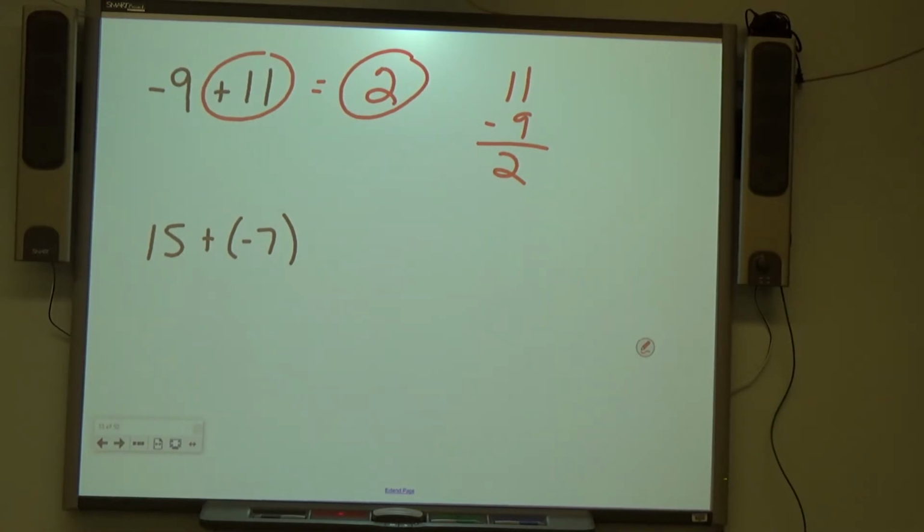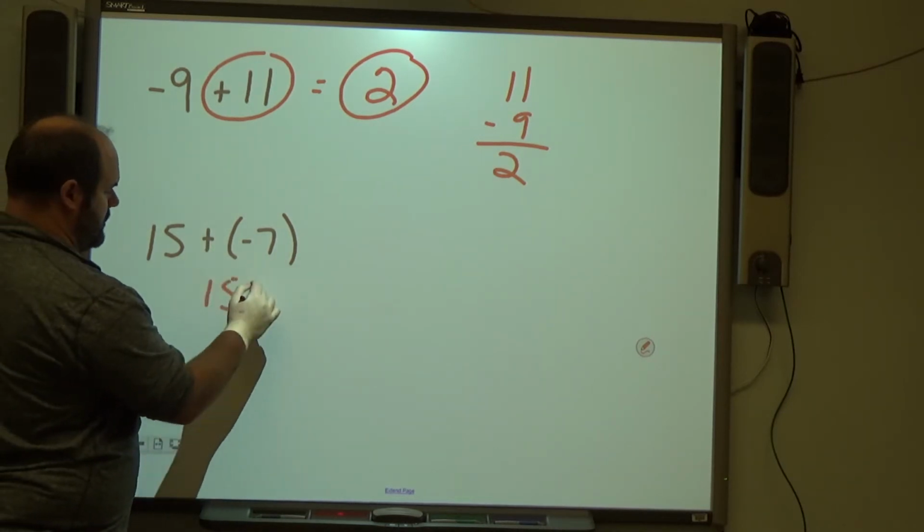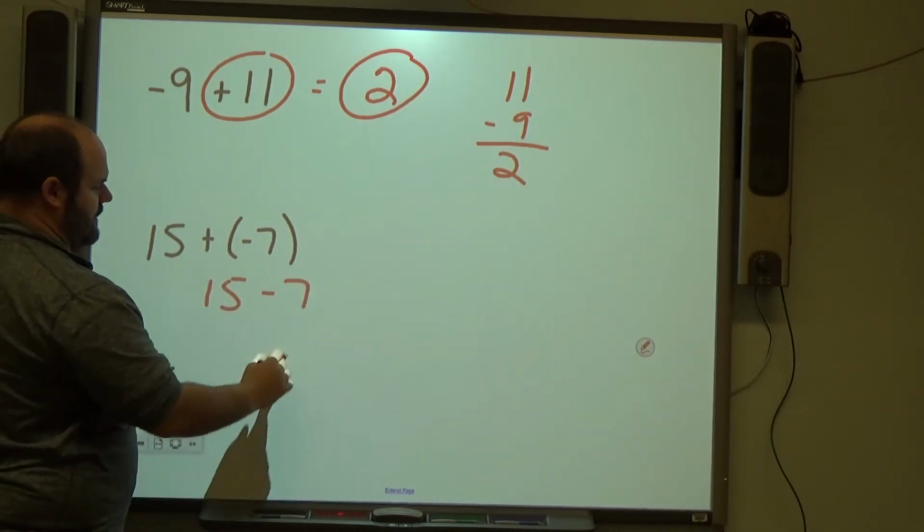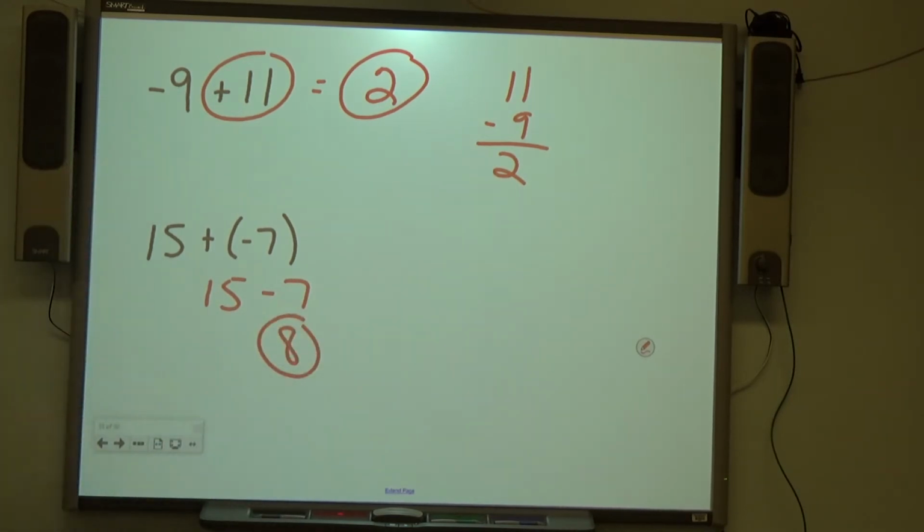Your next problem is 15 plus a negative 7. Once again, get rid of that positive sign. You do not need it. We're at 15 minus 7, which is 8.